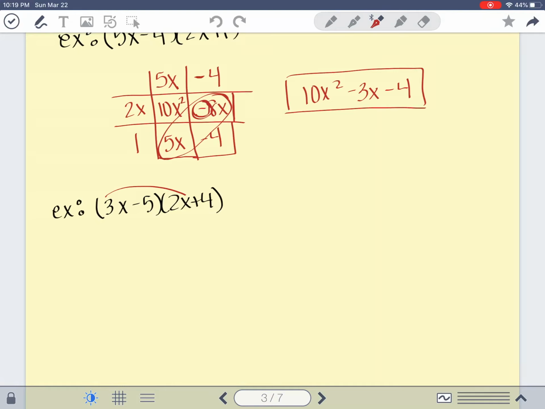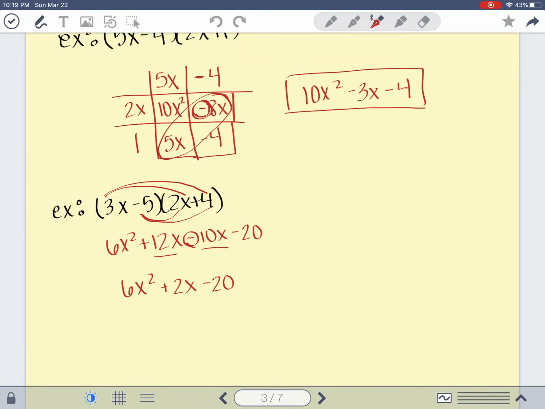So 3x times 2x is our first, so we get 6x squared. Our outer is 3x times 4, so plus 12x. Inner is negative 5 times 2x, so negative 10x. And then our last one's negative 5 times 4, negative 20. Combine our like terms. We get 6x squared. Again, this is a minus here, so we get a positive 2x minus 20. And this is what we should get as well with the grid method.